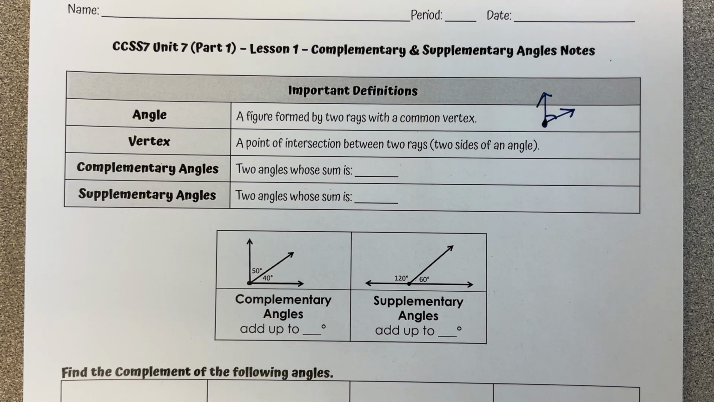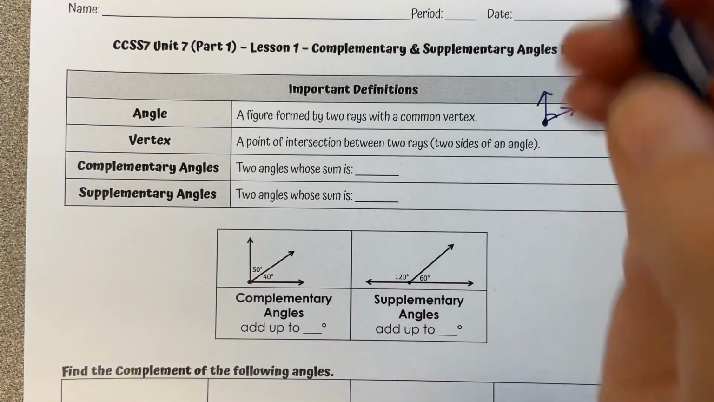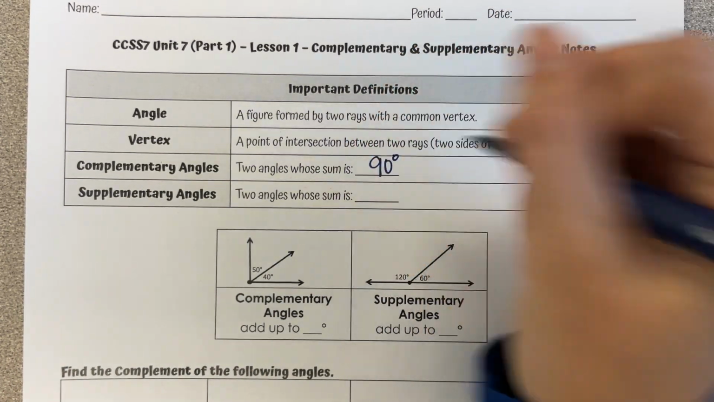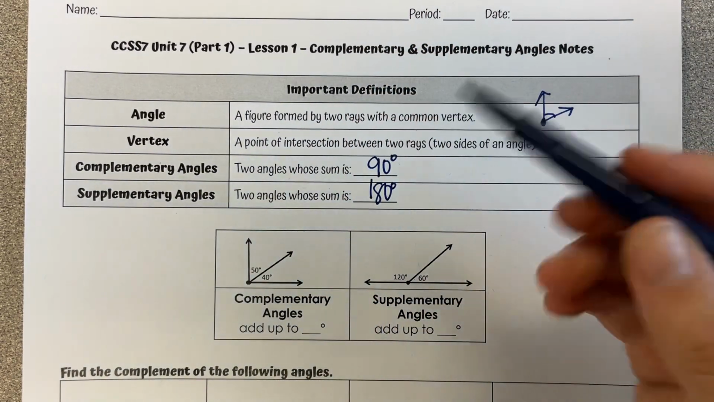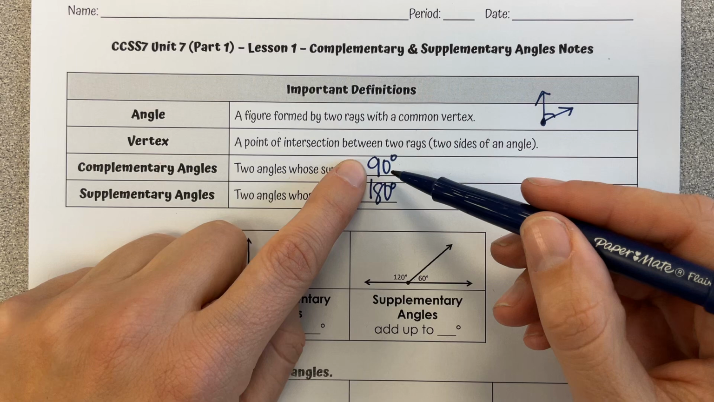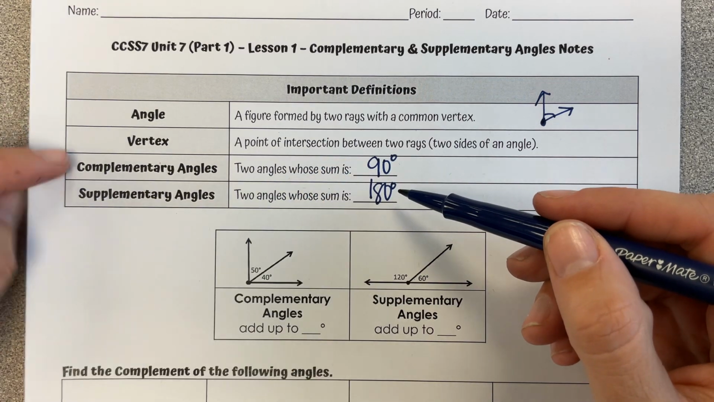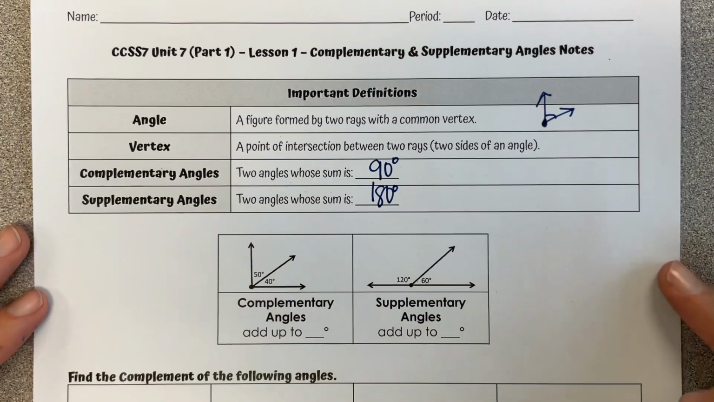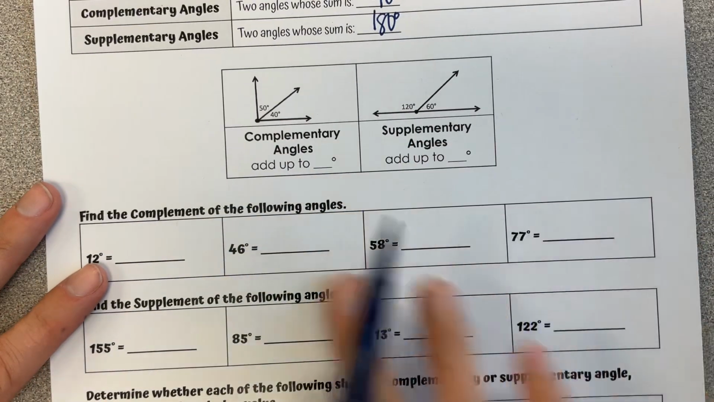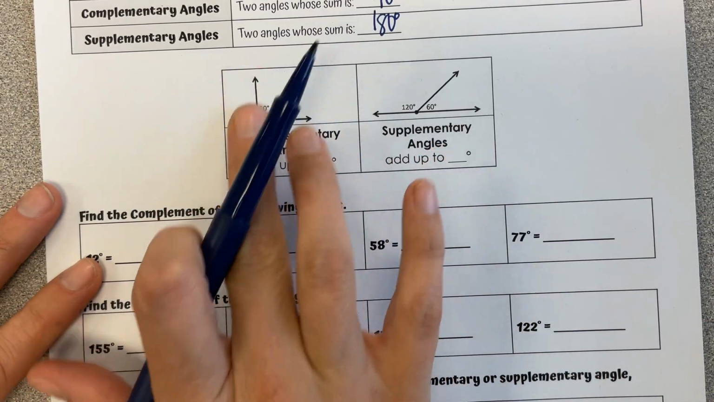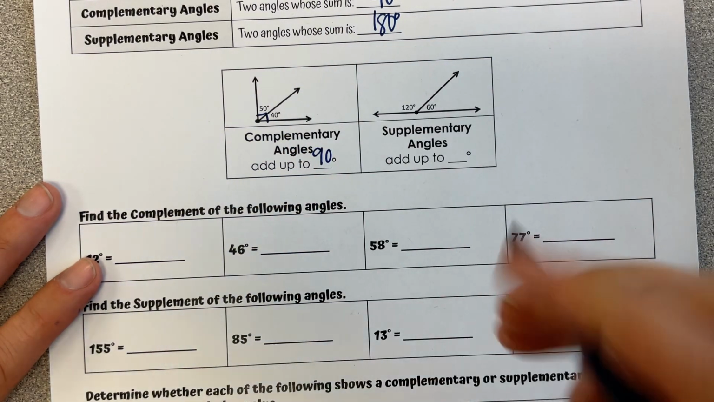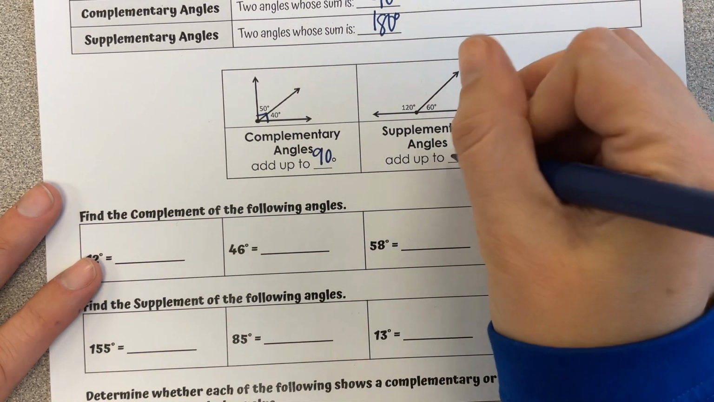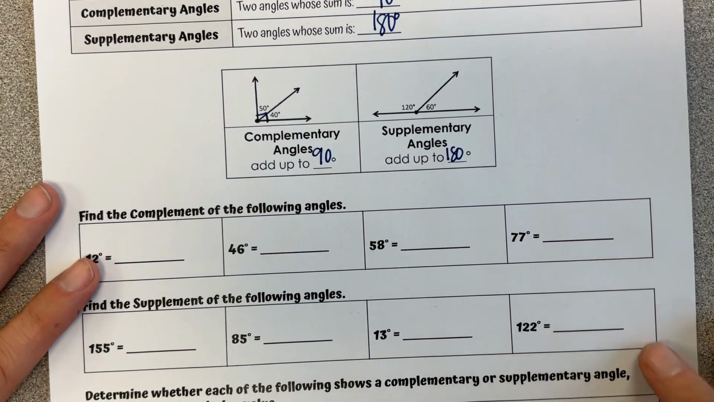Specifically today, we're going to be talking about complementary versus supplementary angles. Complementary angles are two angles whose sum is 90 degrees. Supplementary is 180. Sometimes people get this mixed up. I remember 90 comes before 180 when you're counting. C comes before S in the alphabet. Visually, it looks like this. Complementary angles form a 90-degree angle. Supplementary forms a straight line, 180 degrees.